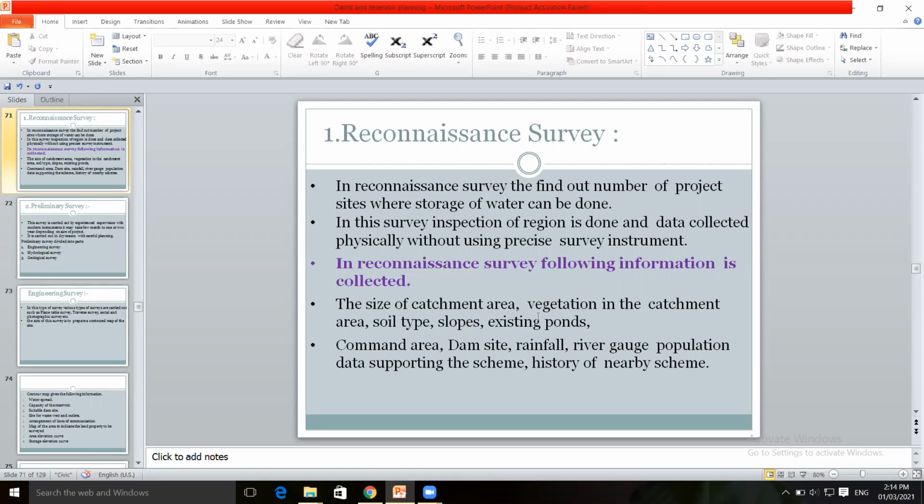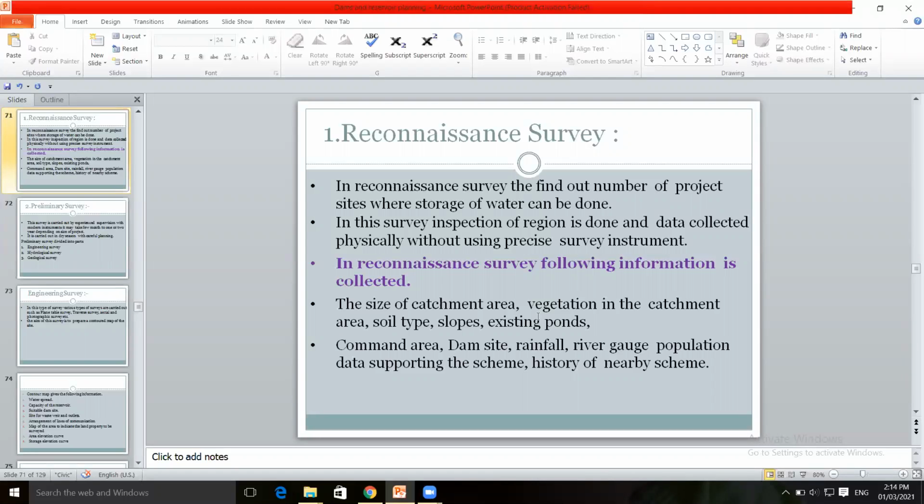Topographical features are studied. Topography of the area is studied. In command area, site of the dam, whether it fulfills all the requirements, objectives, static rainfall किती होते हैं, runoff किती है, rainfall in that area, highest rainfall, and runoff data is recorded from the rainfall data. Depth of rainfall is measured.